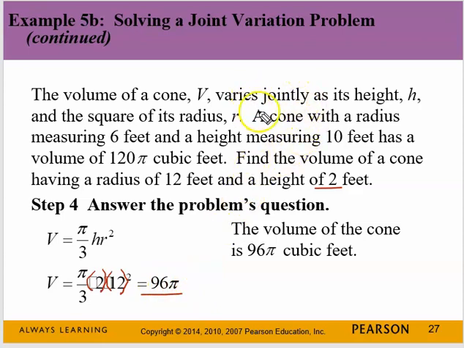So we've seen examples of all 4 types of variation: direct, inverse, combined, and joint. All right.